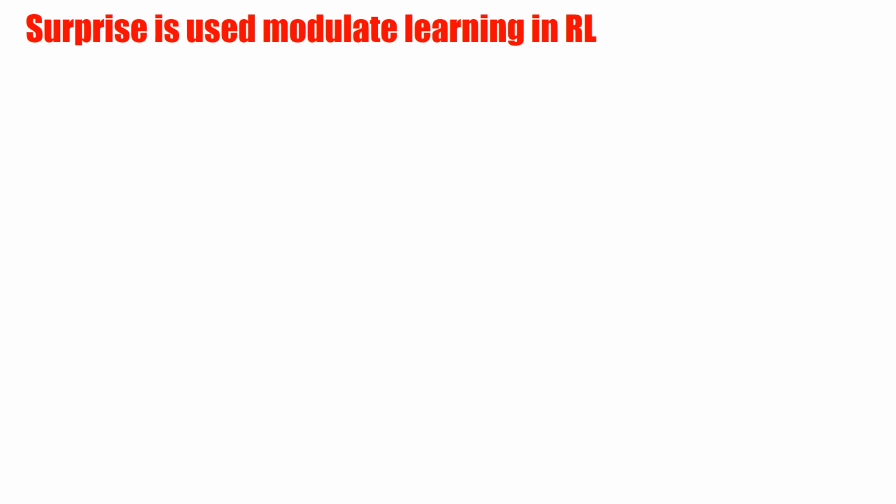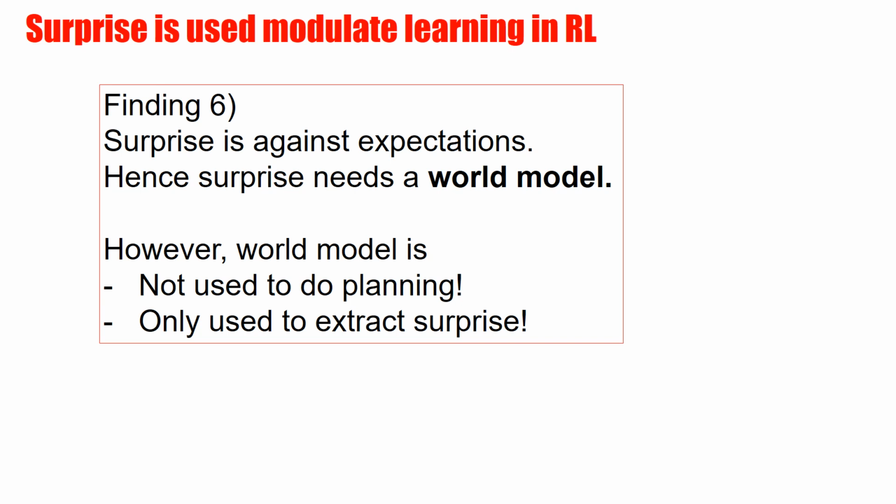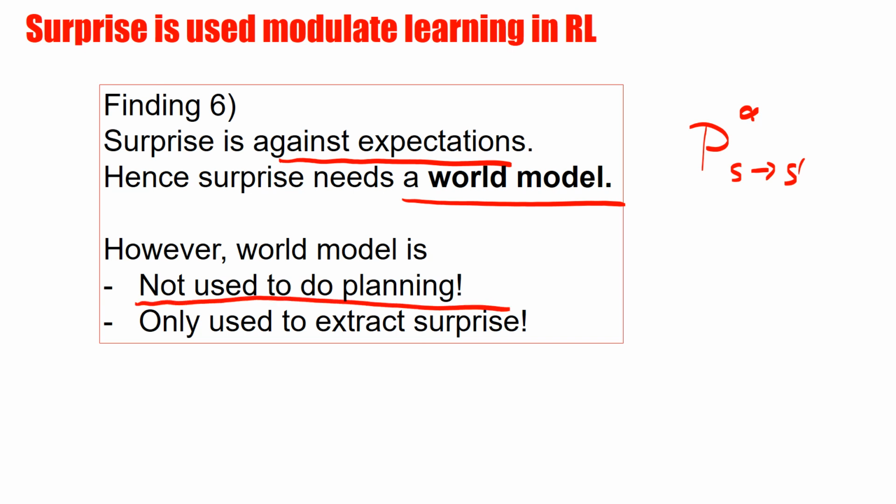Surprise is used to modulate the learning rate. Surprise is against expectation. Hence, surprise needs a model of the environment. It needs a world model. To calculate surprise, you need the transition matrix from S to S prime under action A. So, surprise needs this transition matrix. This transition matrix would, in principle, for an algorithm, enable to plan ahead. It would enable to do update of Q values in the background, but that's not how humans do it. This world model, this transition matrix, is not used to do planning. It's just used to extract surprise.